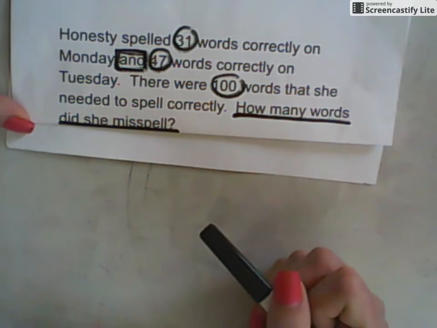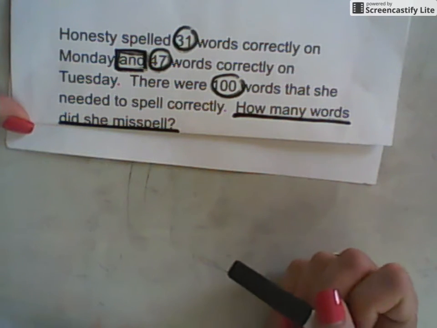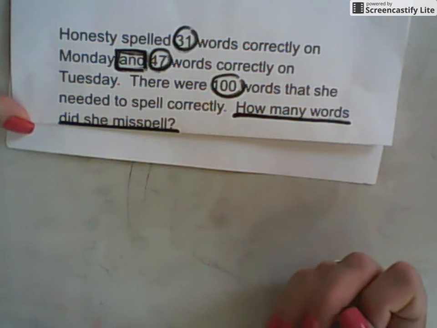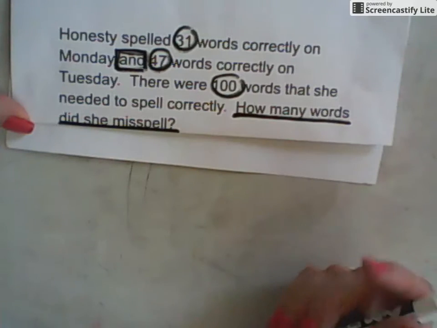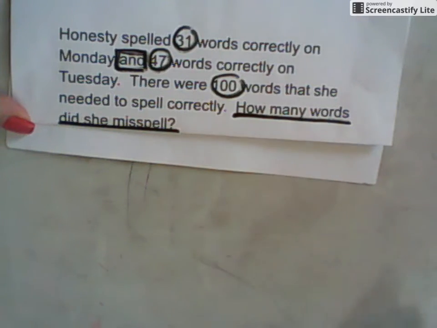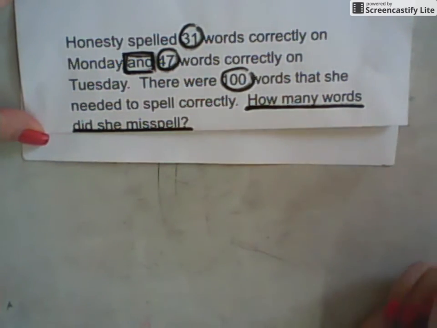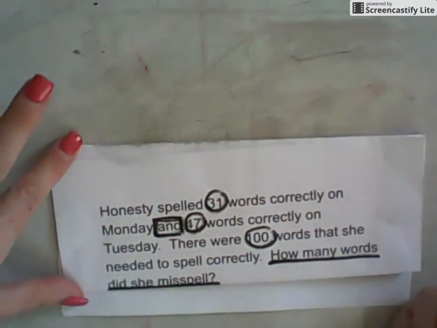Honesty spelled 31 words correctly on Monday and 47 words correctly on Tuesday. There were 100 words that she needed to spell correctly. How many words did she misspell? Okay, Honesty, let's figure this out for you. We're going to do a two-step method.